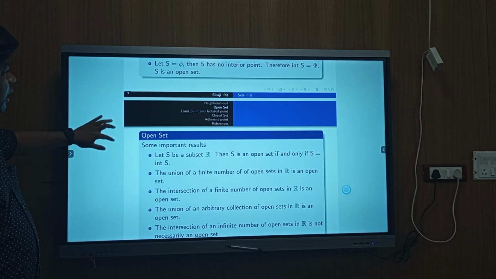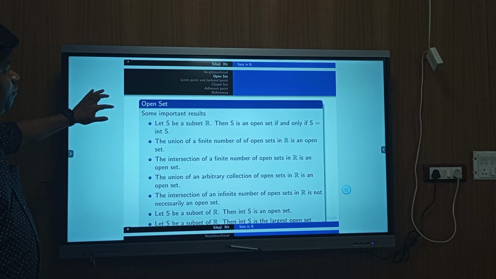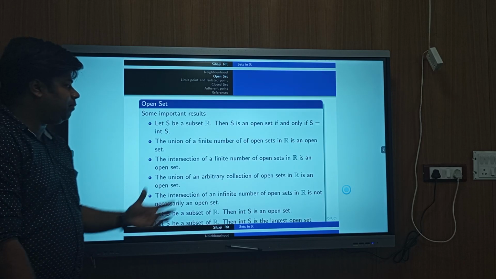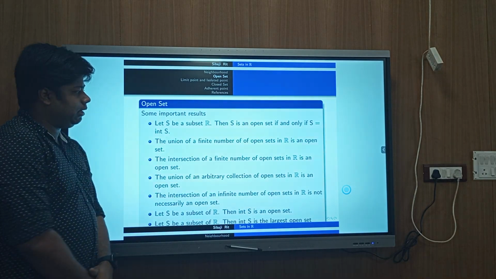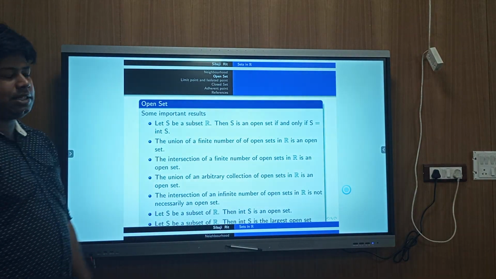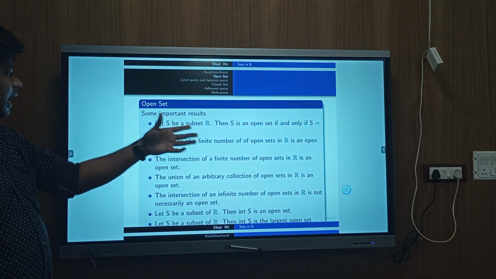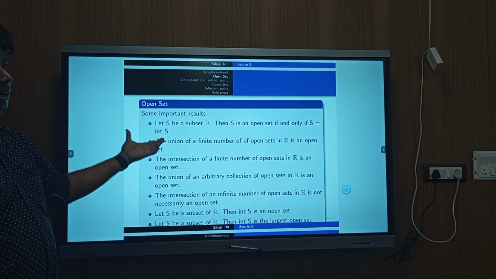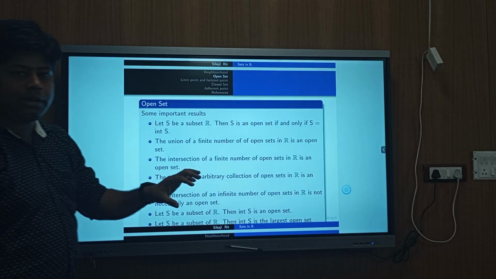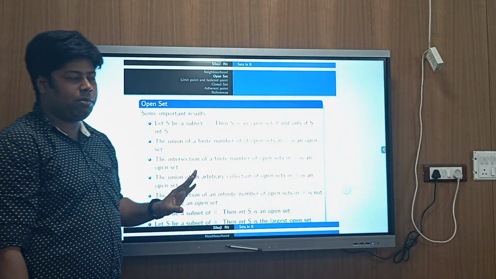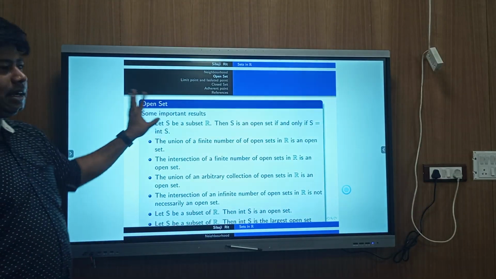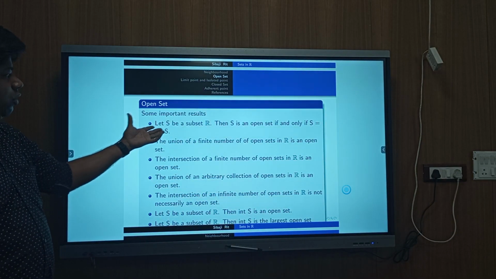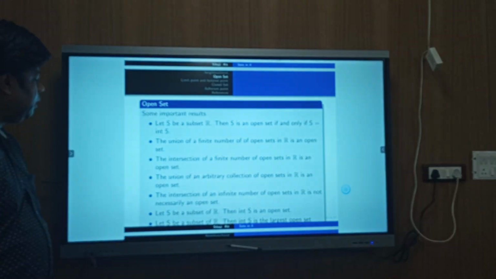Now we give some important results. If S is a subset of R, then S is an open set if and only if S equals the interior of S. In the previous examples we saw that if S equals interior S, then this set is an open set. This is another definition of open set. Many books refer to this definition.